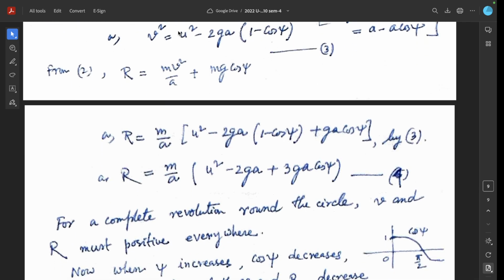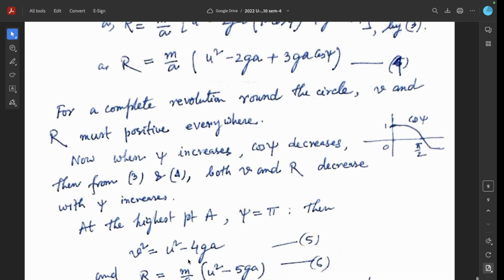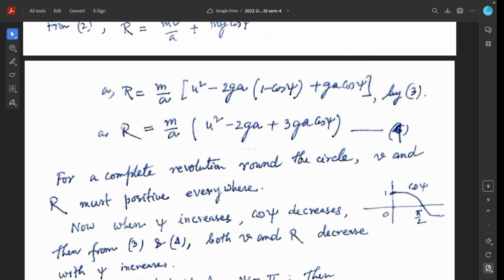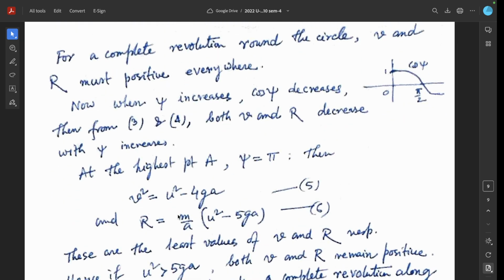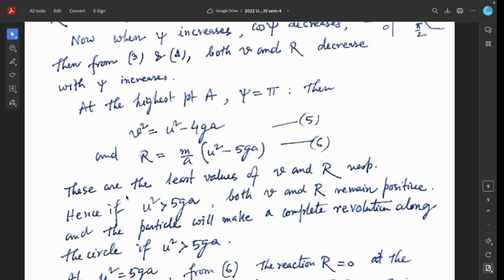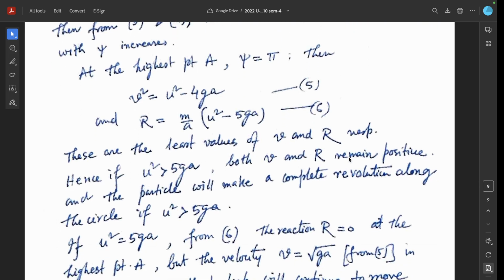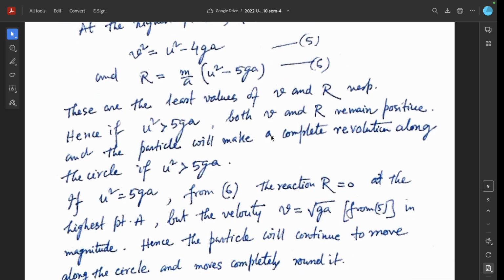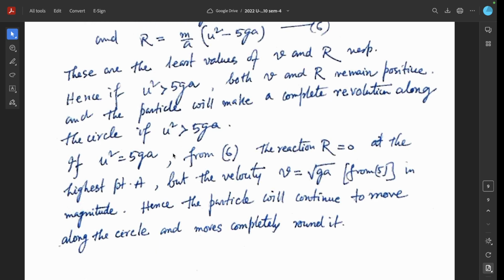So from equation 3, v square equals u square minus 4ga. And from equation 4, when psi equals pi, cos psi equals minus 1, so R equals m by a times (u square minus 2ga minus 3ga), that is u square minus 5ga. These are the least values of v and R respectively. Hence, if u square is greater than 5ga, both v and R remain positive, and the particle will make a complete revolution along the circle.